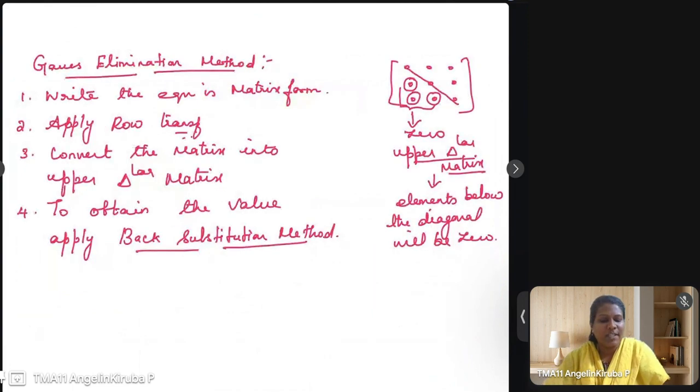Working rule for the Gauss elimination method. First, we have to write the given set of equations in matrix form. You will be given two equations or three equations with either 2 or 3 unknowns. So first we write the equations in matrix form, and then we apply the row transformation, convert the matrix into an upper triangular matrix and apply the back substitution method to find the values. This is the working procedure for Gauss elimination.